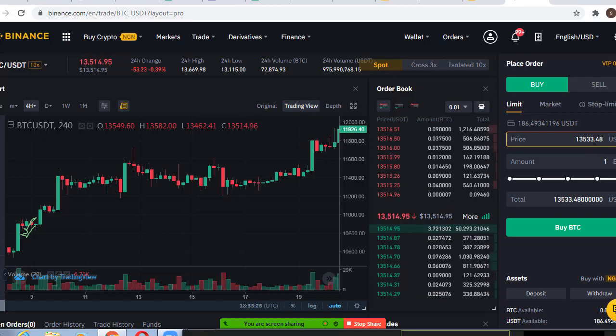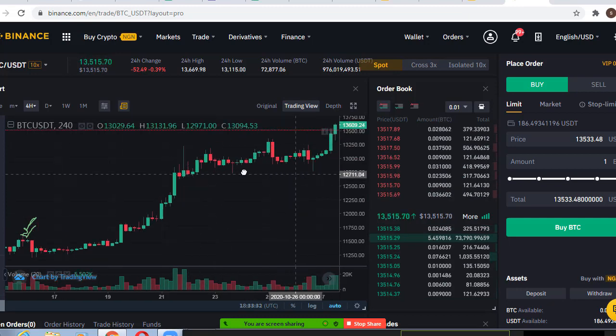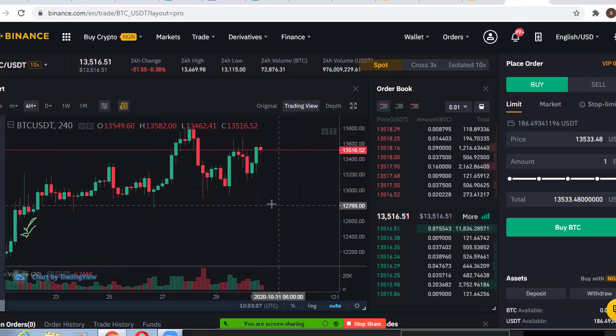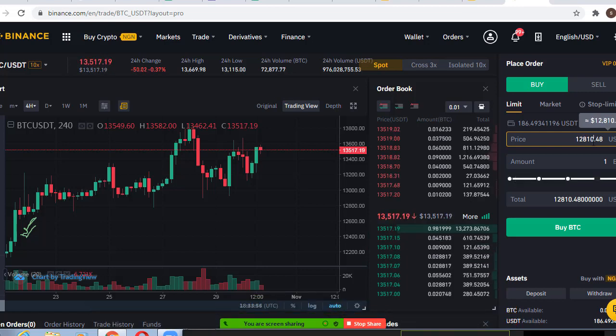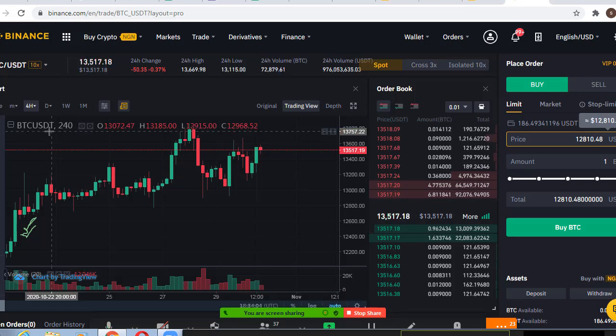So let me place a limit order here. Remember, with a limit order, you want to place an order and you want to specify your price. So let's say this is the chart and you want to buy at this price, that is 12,810. Okay, you want to buy at 12,810. I can actually come here and specify my price, 12,810. That's the limit price I want to buy Bitcoin with USDT.